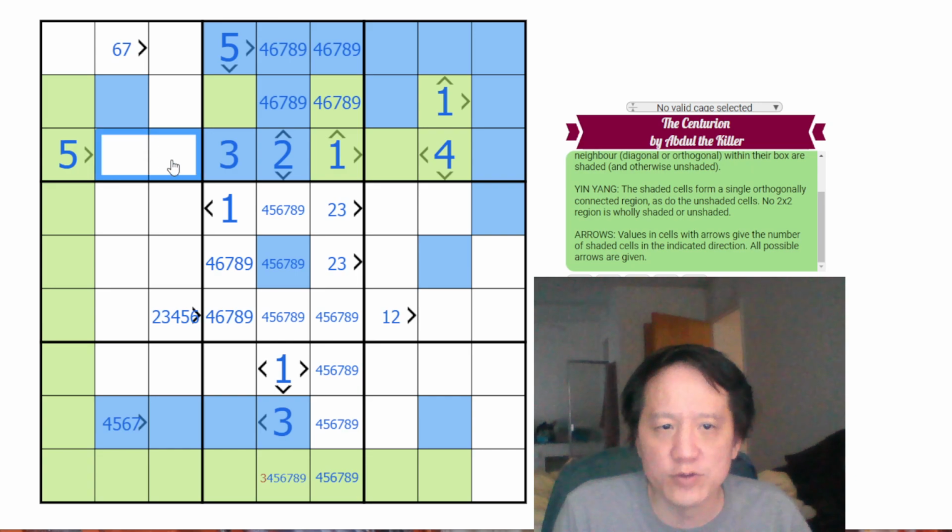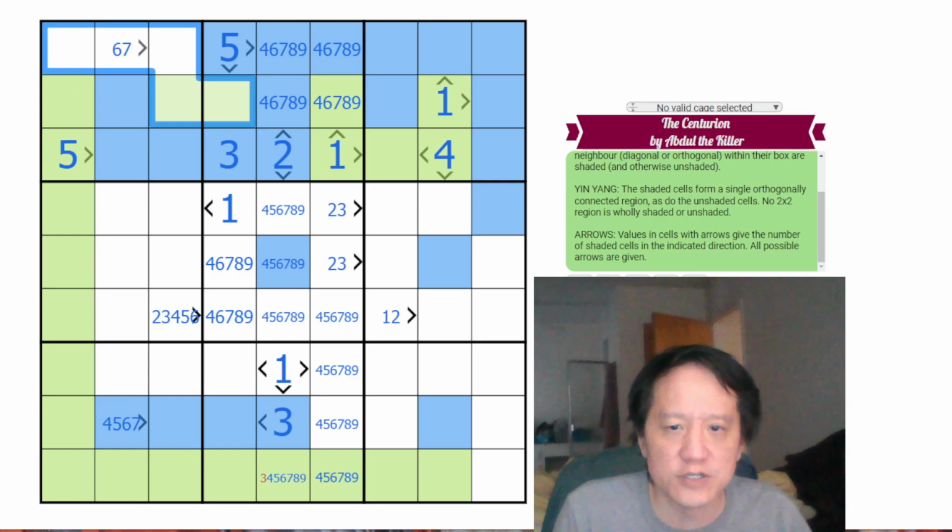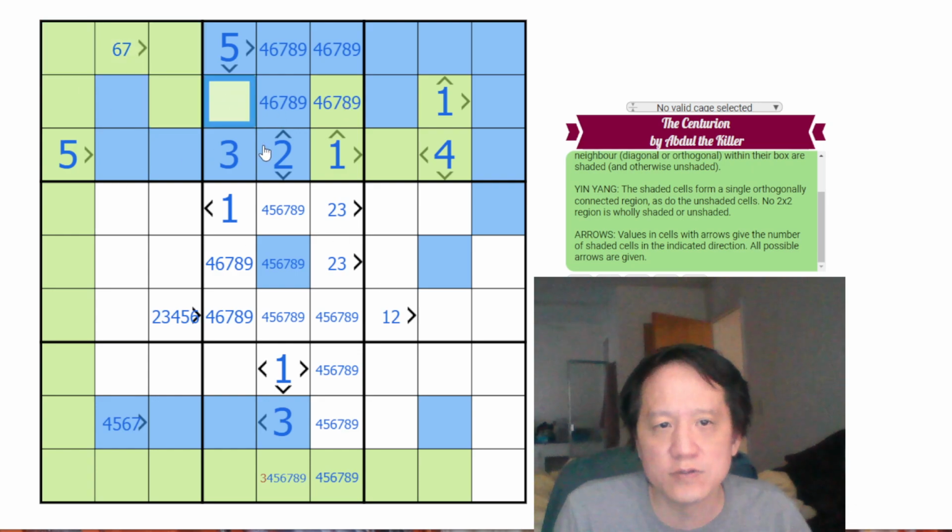So that means both of these are shaded, because we see 4 shaded that way. So this has to be unshaded. And this has to connect with the unshaded. So this is all unshaded too. This is 5. This is 5. So that works. This is 4.